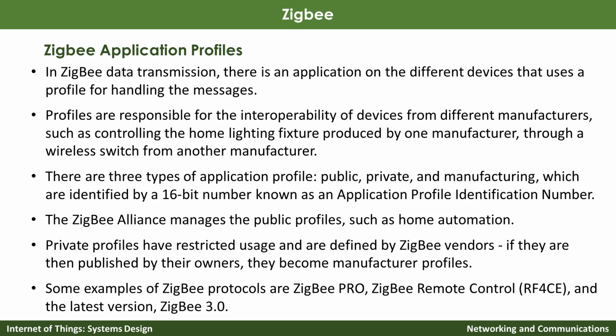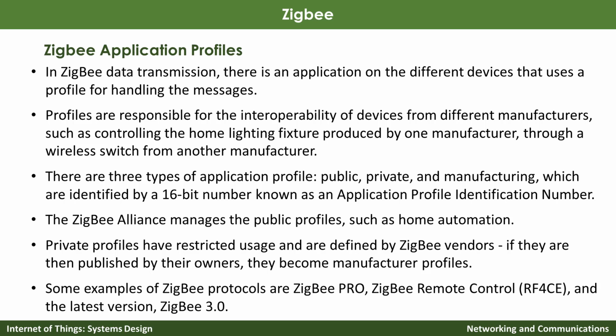In Zigbee data transmission, there is an application on each Zigbee device which uses a profile for handling the messages. So the profile is responsible for the interoperability of devices from different manufacturers, such as controlling home lights, switching on and off wireless security systems or sound systems.